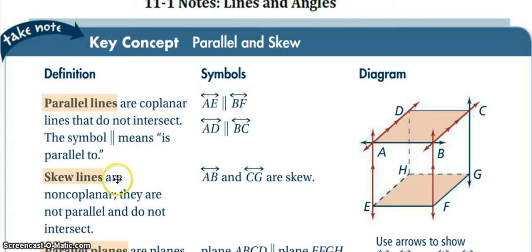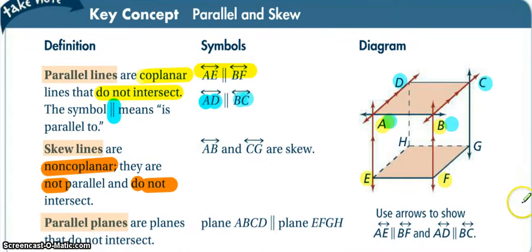Skew lines are non-coplanar, not parallel, and do not intersect. So think about maybe the line that would be of a stop sign compared to the line down the middle of the road. And then parallel planes are two planes that run parallel to each other. So a good example of that would be the two floors of your house.